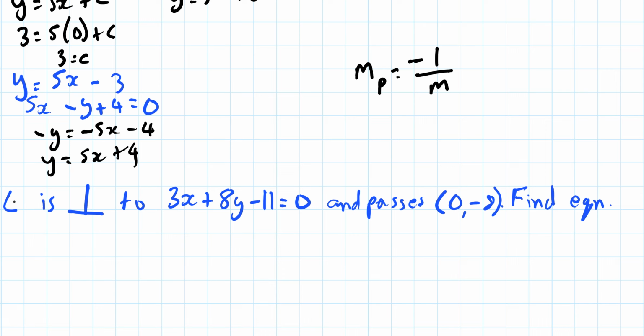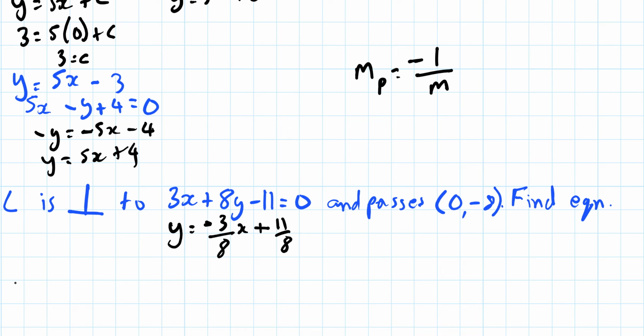Line L is perpendicular to 3x plus 8y minus 11 equals 0 and passes through (0, minus 8). Find the equation of the line. So first thing I'm going to do is rearrange this to get into y equals mx plus c. I'm just going to quickly do it. y equals minus 3 over 8 x plus 11 over 8. So that would be my y-intercept. No, sorry, so that would be my gradient.